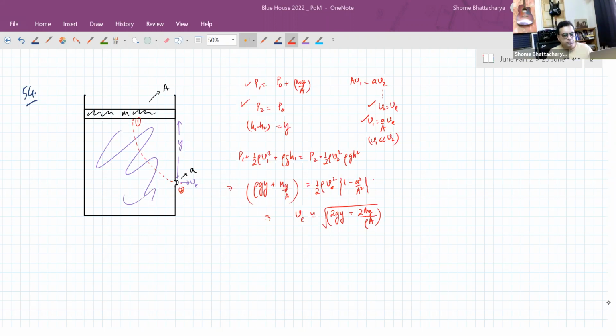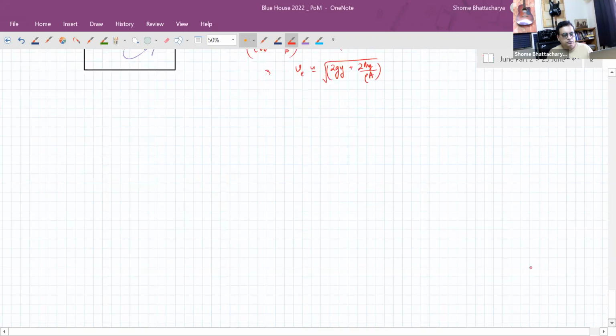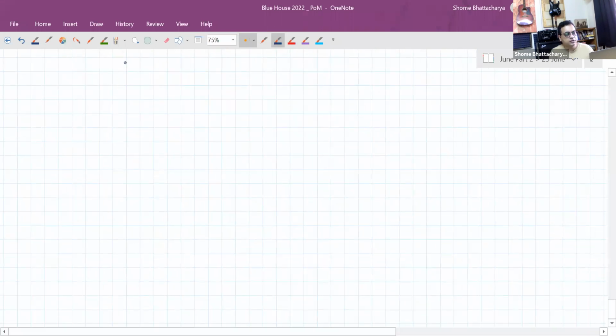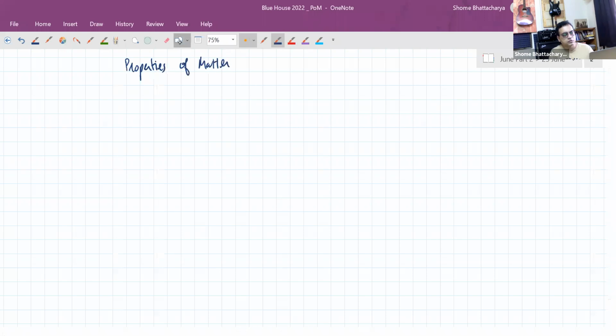Okay, so I'm assuming doubts are clear for fluid mechanics then. So coming back to properties of matter then. So let's do an example problem then.